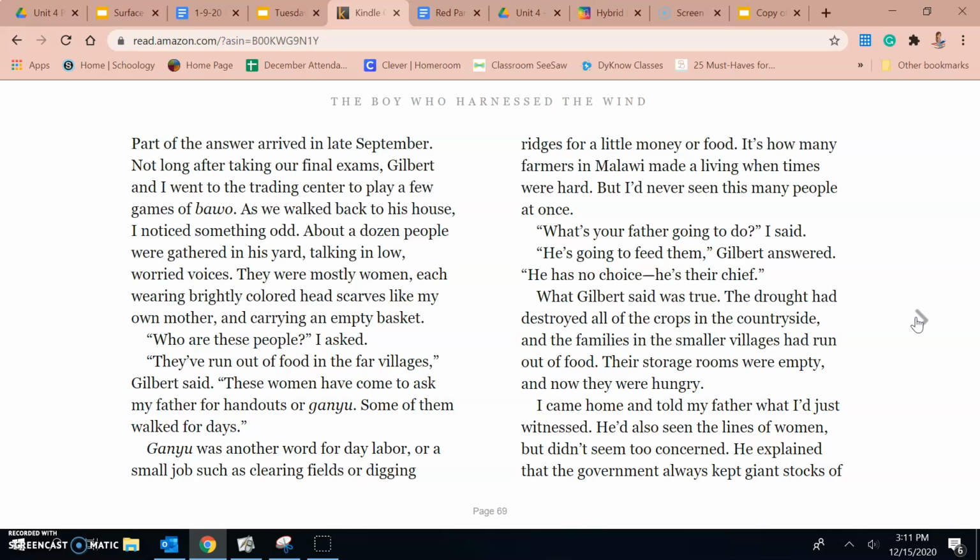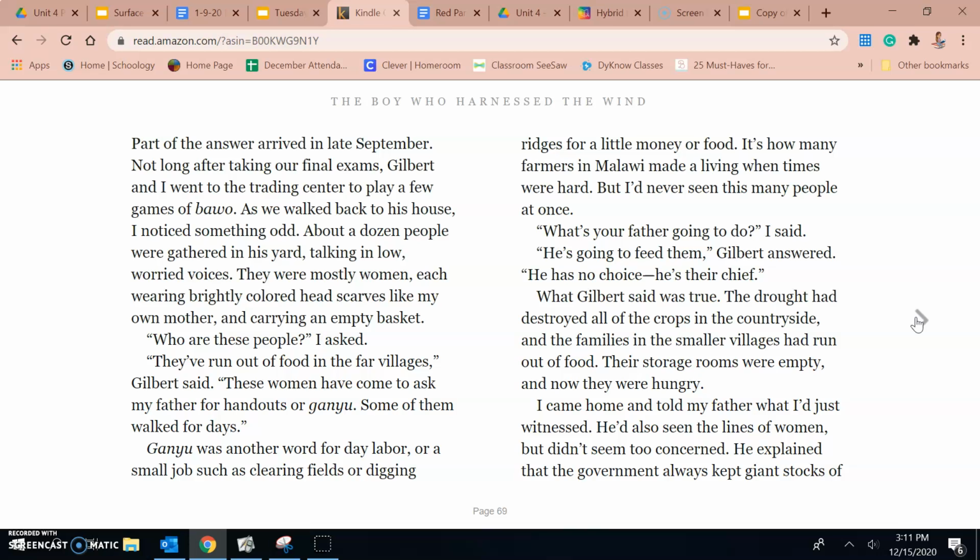Part of the answer arrived in late September. Not long after taking our final exams, Gilbert and I went to the trading center to play a few games of Bawo. As we walked back to his house, I noticed something odd. About a dozen people were gathered in his yard, talking in low, worried voices. They were mostly women, each wearing brightly colored headscarves like my own mother, and carrying an empty basket.